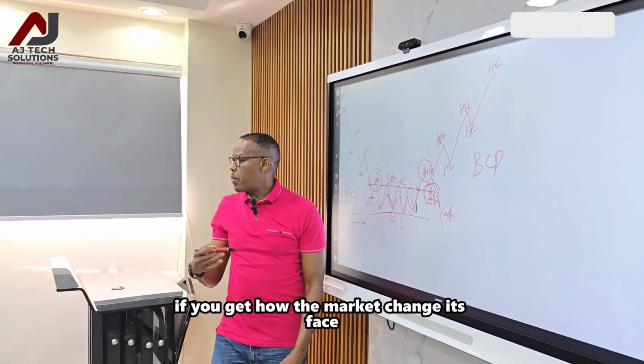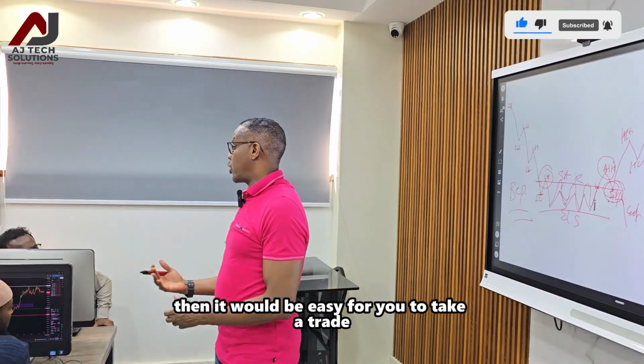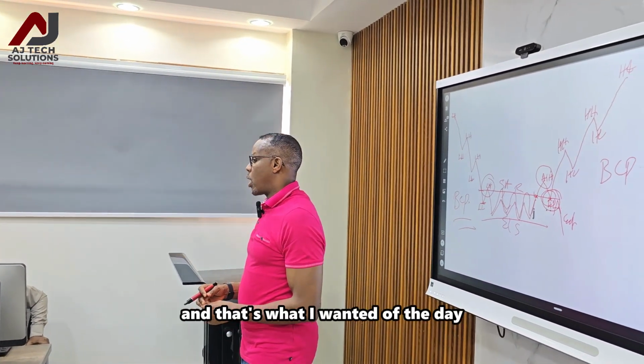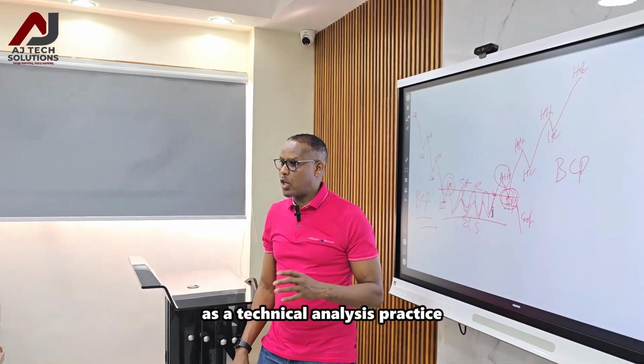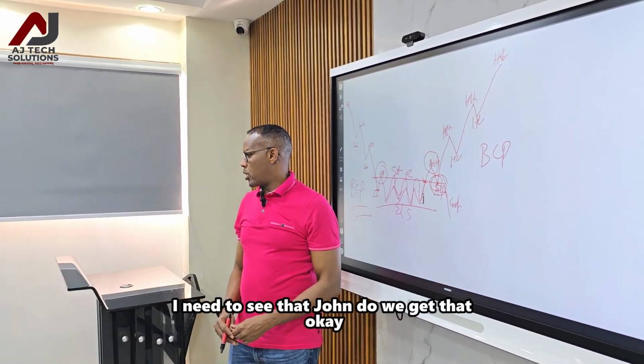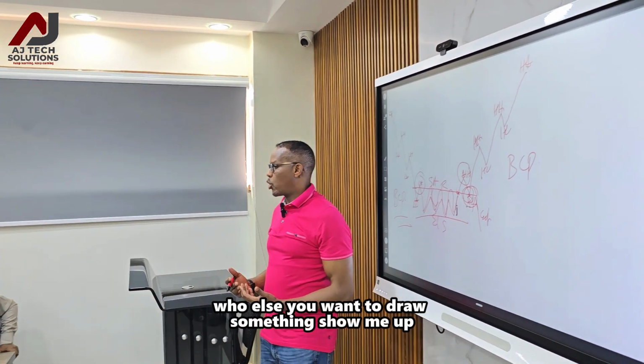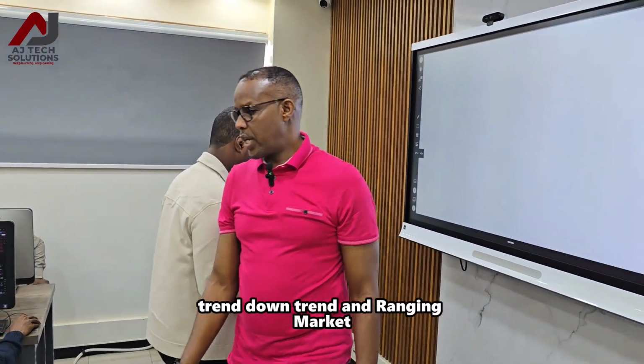If you get how the market changes phase or creates a change of character, then it will be easy for you to take a trade. And that's what I want at the end of the day. As a technical analysis chartist, I need to see that. John, do we get that? Okay? Who else wants to draw something? Show me uptrend, downtrend, and ranging market.